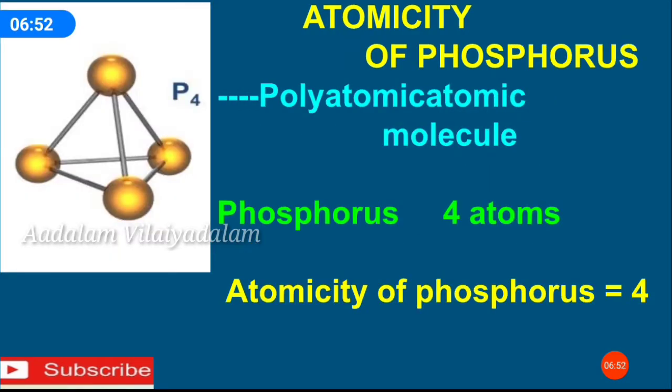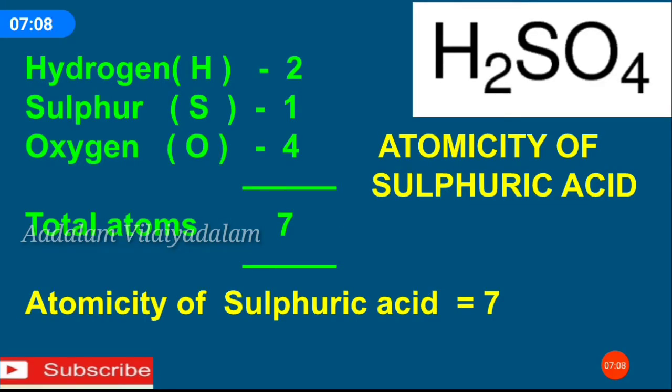Atomicity of phosphorus. Phosphorus is a polyatomic molecule. It contains 4 phosphorus atoms. Hence, its atomicity is 4. Next, atomicity of sulfuric acid. The chemical formula is H2SO4. Sulfuric acid is a molecule containing 3 types of atoms. What are they? Hydrogen, sulfur and oxygen.